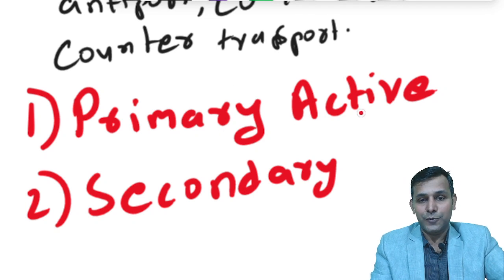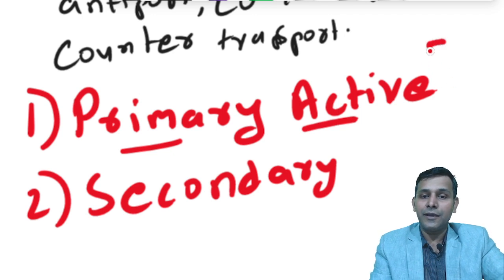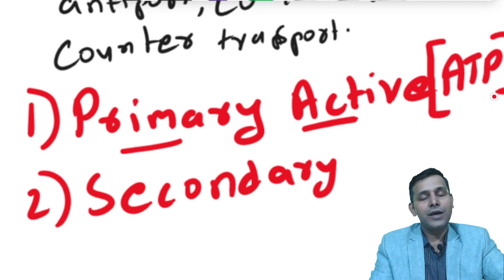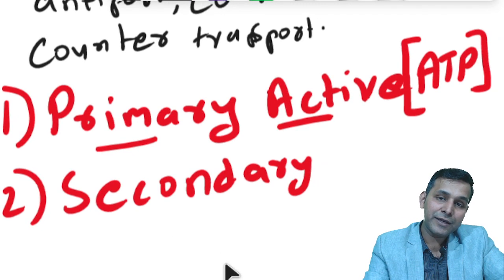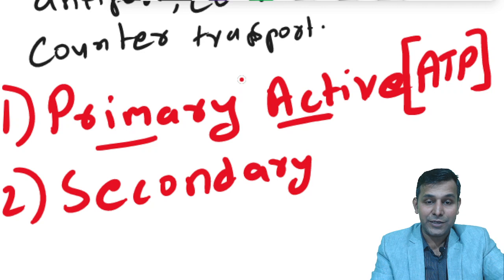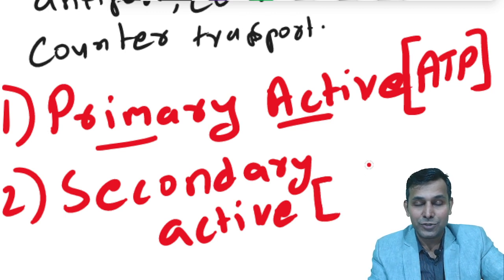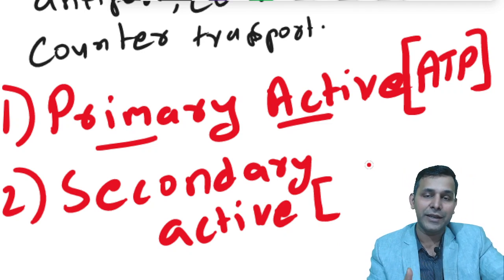In primary active transport, always ATP is used as a source of energy. Always remember, in primary active transport, ATP is always used as a source of energy, whereas in secondary active transport, ATP is not used as a source of energy. So ATP is not used, but other forms of energy are used. The potential energy, created because of primary transport, is used in secondary.